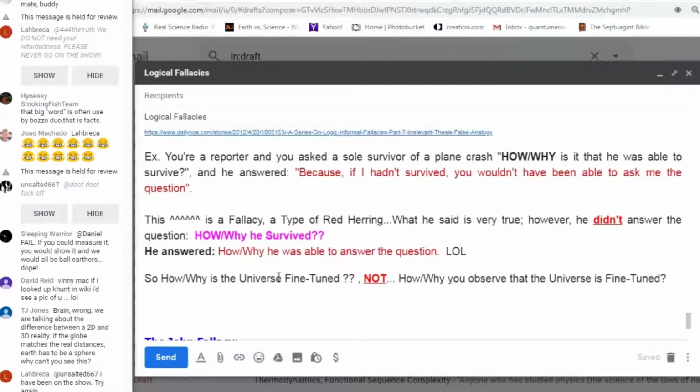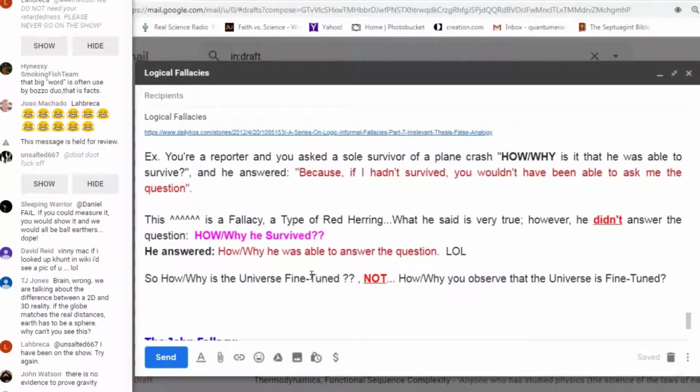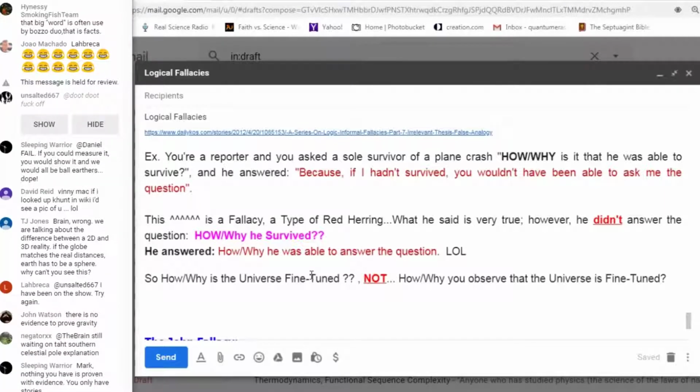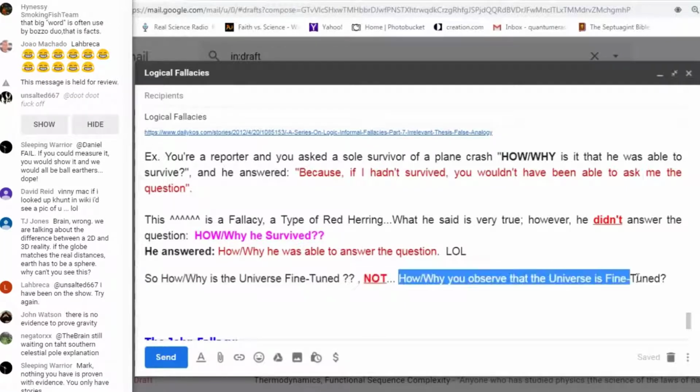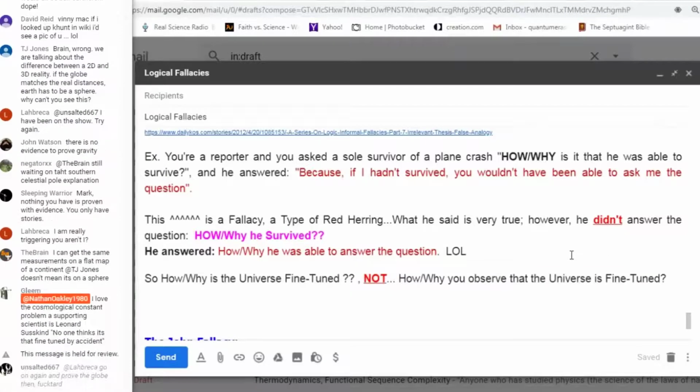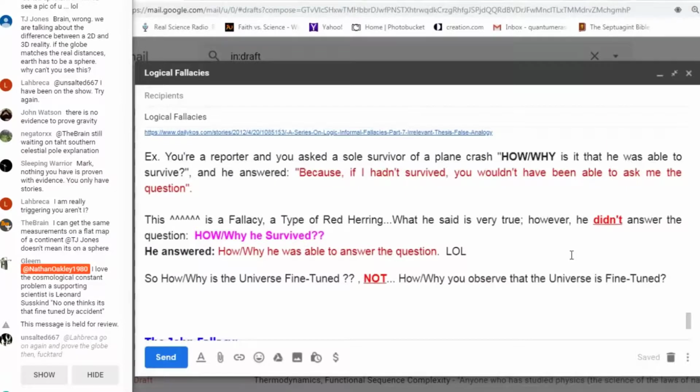This isn't one of my arguments. This is a fine argument, the fine tuning argument. It's really sound. It's just not one that I've used. I like it though, but you're going to see this response every single time. Well, how is the universe fine tuned? Well, if it wasn't fine tuned, I wouldn't have been able to answer you.